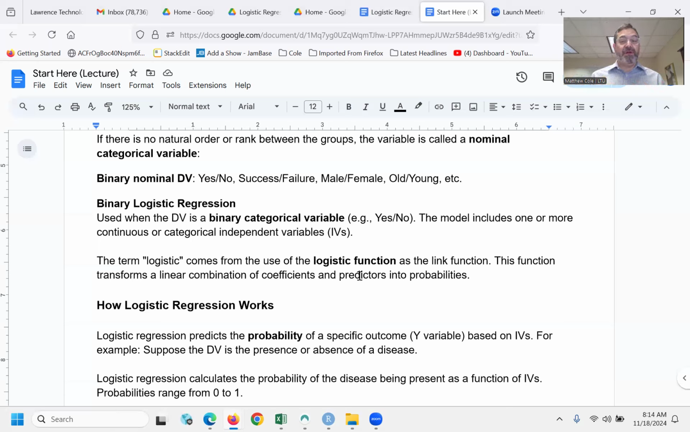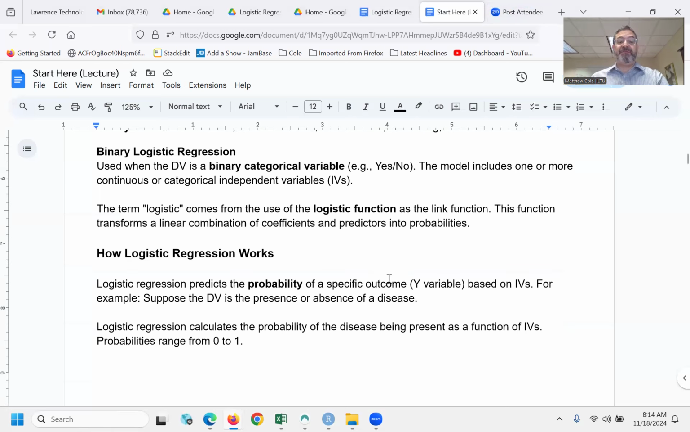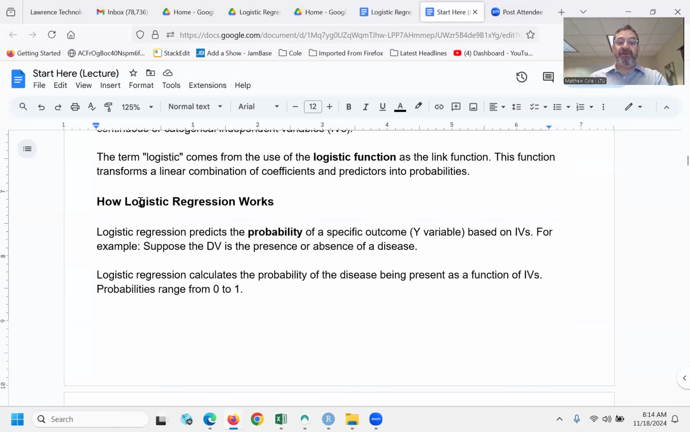Well, in logistic regression, our regression coefficient is basically going to be probability, or in this case, the odds that the dependent variable changes as a function of a unit change in the independent variable. So really, how does logistic regression work? Logistic regression is predicting the probability of our outcome variable based on the independent variables.